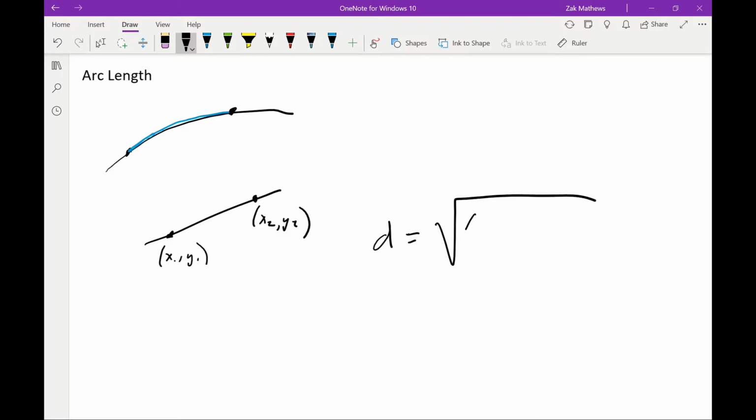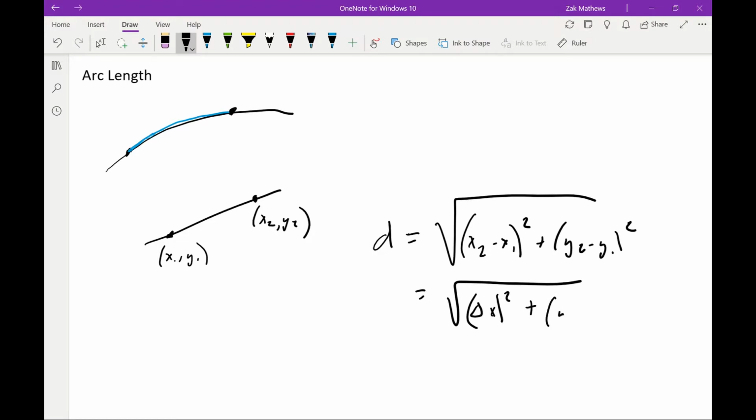It's equal to the square root of x2 minus x1 squared plus y2 minus y1 squared. Or another way we can think of it is the change in the x's squared plus the change in the y's squared. We're going to use a very similar approach to this bottom one to find this arc length. What we can do is think about this curve as a lot of little tiny line segments.